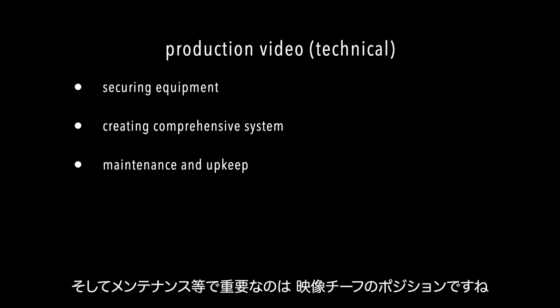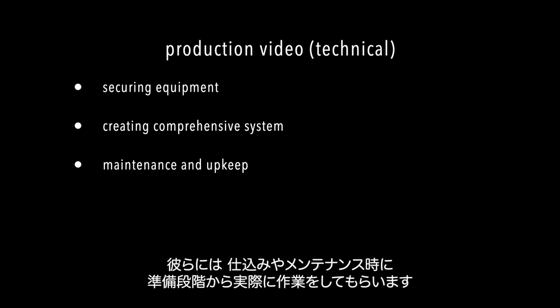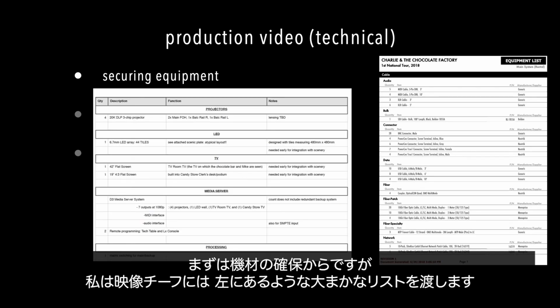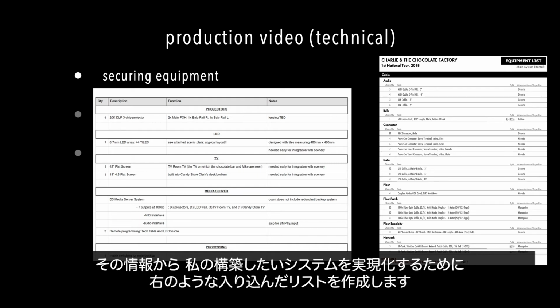And that takes us to the production video person, who is essentially our version of a master electrician or a technical director. She or he will take care of the implementation and the maintenance of all the technical items in the projection world. And that'll start from securing the equipment. And I generally will give my production video person a very general list of equipment, and they'll take my simple list and turn it into something more comprehensive, like you see here on the right.